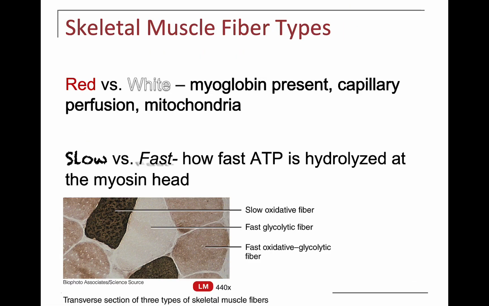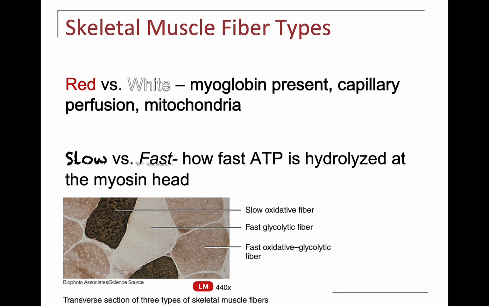So in looking at skeletal muscle fiber types, the color is red versus white, and if you look at the light microscope image at the bottom, there are dark fibers, those are considered the red. There are white fibers, that's the one labeled fast glycolytic fiber that looks white, and there's a middle color called a pink one. So they actually differ in color, and this has to do with the amounts of myoglobin, which contains oxygen, capillary perfusion, and mitochondria, which obviously has to do with the amount of oxygen that the fibers need.